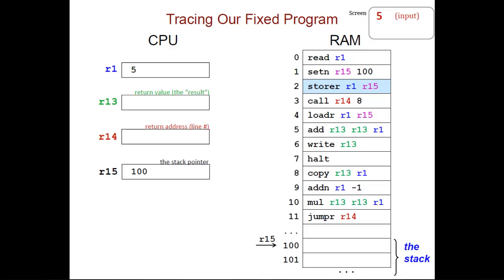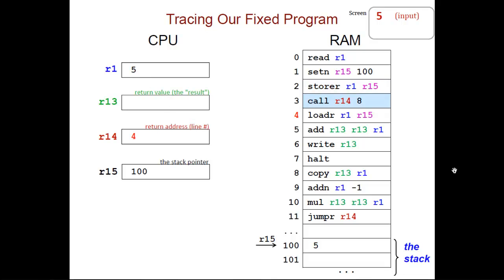Then we go ahead and store the value of R1 in memory address 100 using loadr. And why is it memory address 100? Because that's what's in the stack pointer. So that 5 gets copied into memory address 100. It's now been stored on the stack.